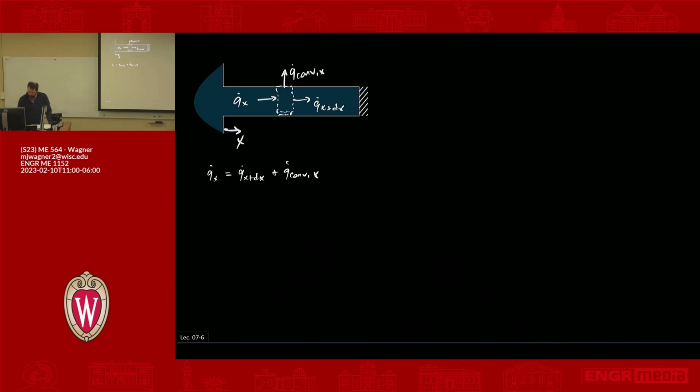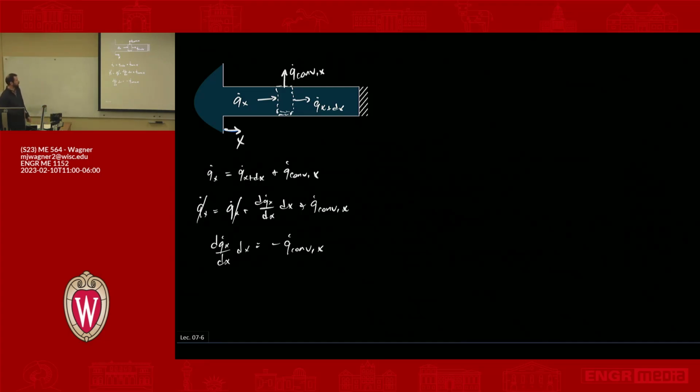Let's expand this out. So q dot x plus dx is equal to q dot x plus dq dot x dx times dx. That's just that first term. And then we still have to bring along our q dot convection. All right, the q dot x's cancel out. And we're left with the governing differential equation in heat, which is dq dot x dx times dx is equal to minus q dot convection at x. Okay, hopefully it's clear how we have that.